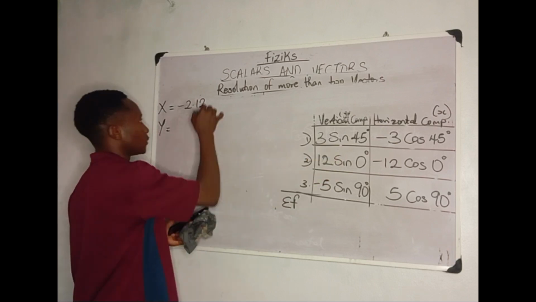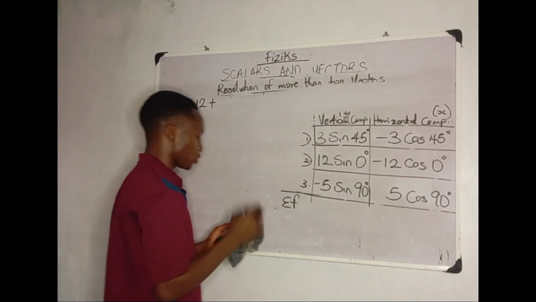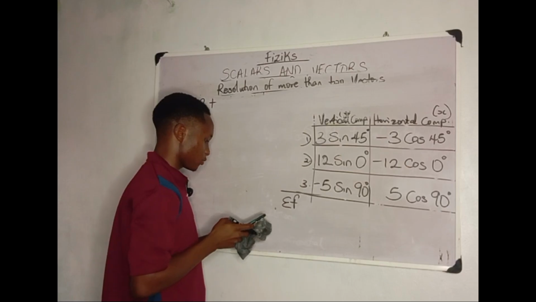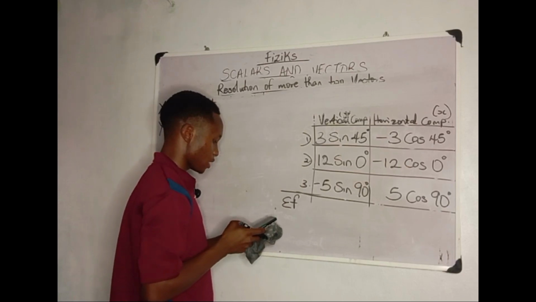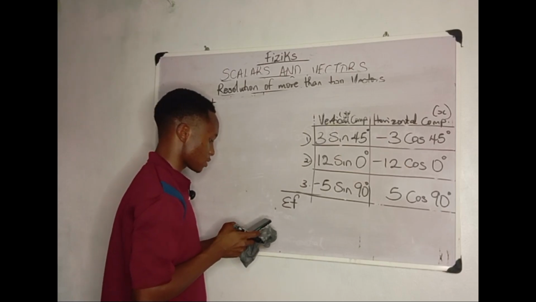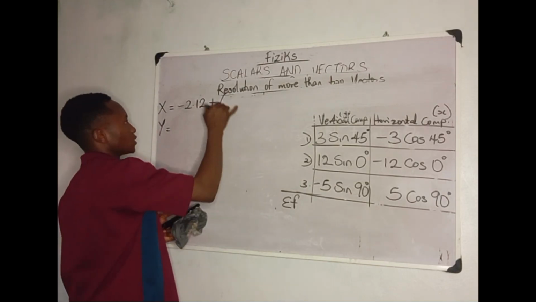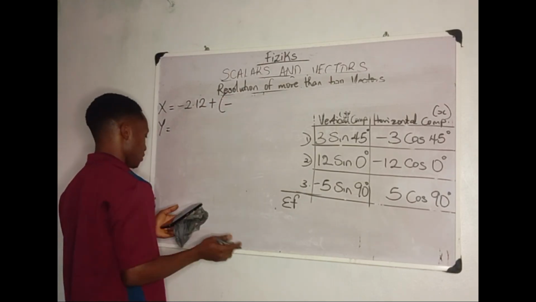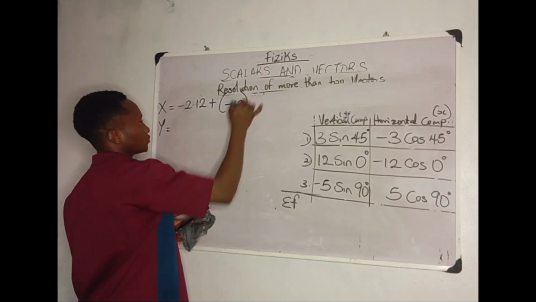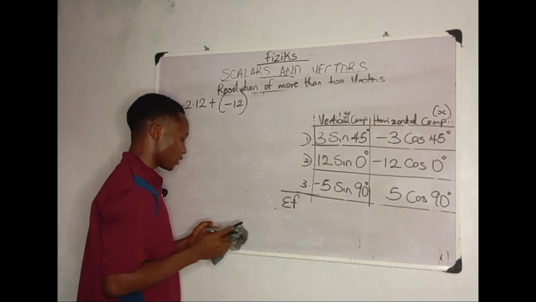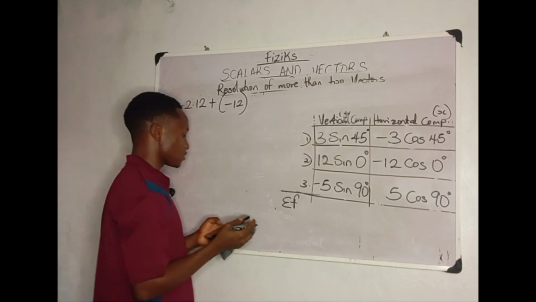The next one, I'm meant to put my plus minus 12 cos 0. Minus 12 cos 0. That's going to give me minus 12, because cos 0 is actually 1. So when you multiply it, you get minus 12.